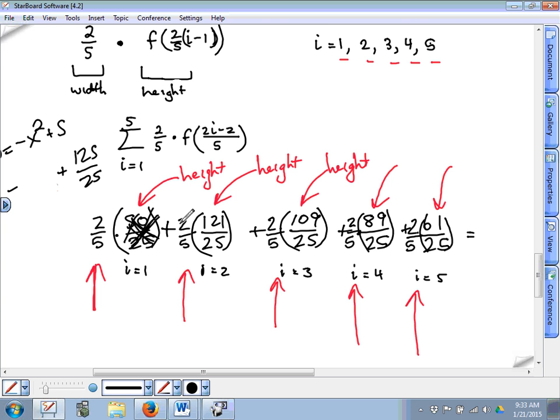Check this out. We're using i equals 1, right? What's 2 times 1 minus 2? 0 divided by 5. So our input into the f function is what? 0. So here's the f function. 0 squared. 0 squared is 0, times negative is still 0. 0 plus 5? 5. So that should actually be just 5.